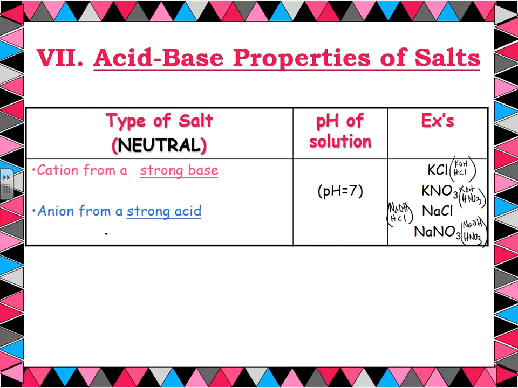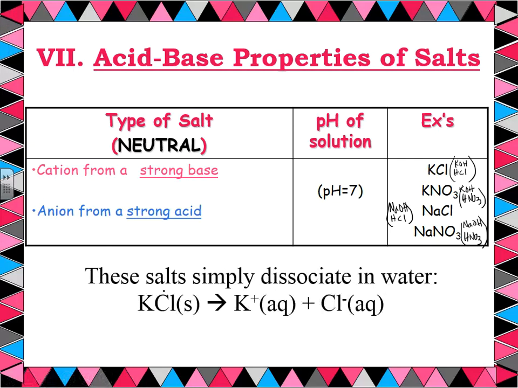So you've got to be able to think in terms of what acid and base it came from. These salts simply dissociate in water because they're soluble salts. Remember your solubility rules. 1A metals are always soluble. Halide ions are soluble. So these are going to simply dissociate. The pH would be equal to 7 automatically.